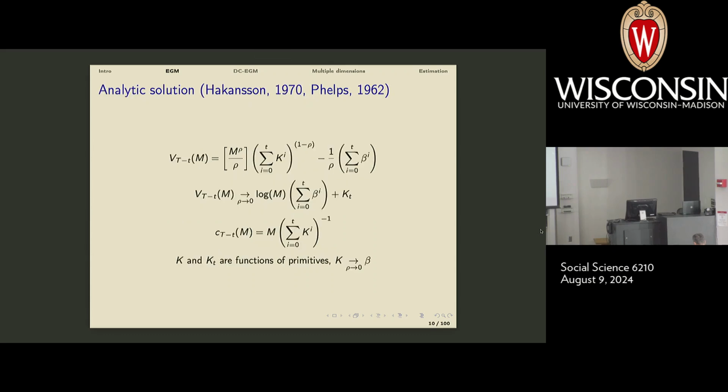The solution is analytical, as many of you know. Here's the expression for the value function, and now we're reparameterizing it to be the number of time periods before the capital period T. And what's happening here, it approaches the log, and this is the optimal consumption function. You can see that this is a linear function of your wealth.